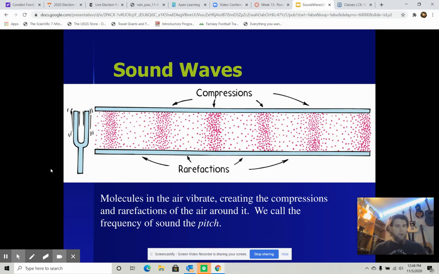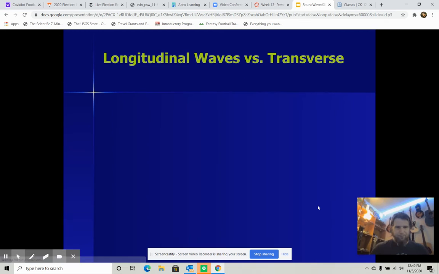Frequency is how many cycles per second, how many waves pass by a given point in a certain amount of time. We call the frequency of sound the pitch. So the higher the frequency, the higher the pitch. The lower the frequency, the lower the pitch will be.